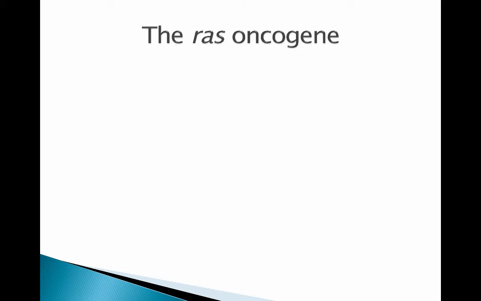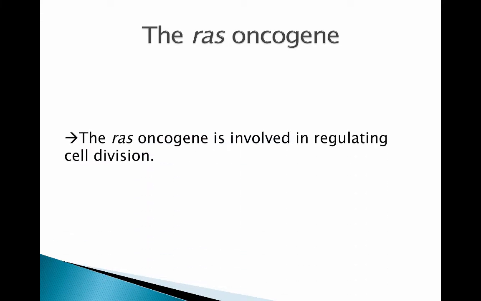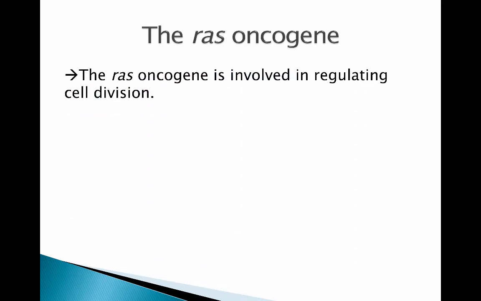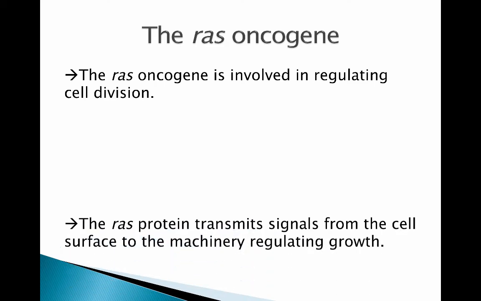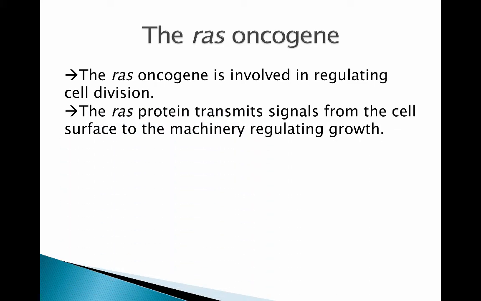Now, we left off last time talking about oncogenes, and I wanted to give you a couple of specific oncogenes because these are very well studied and known and understood. And they also become oncogenes from proto-oncogenes by different mechanisms. The RAS oncogene is involved in regulating cell division. The RAS protein transmits a signal from the cell surface to the machinery inside the cell that regulates cell growth.